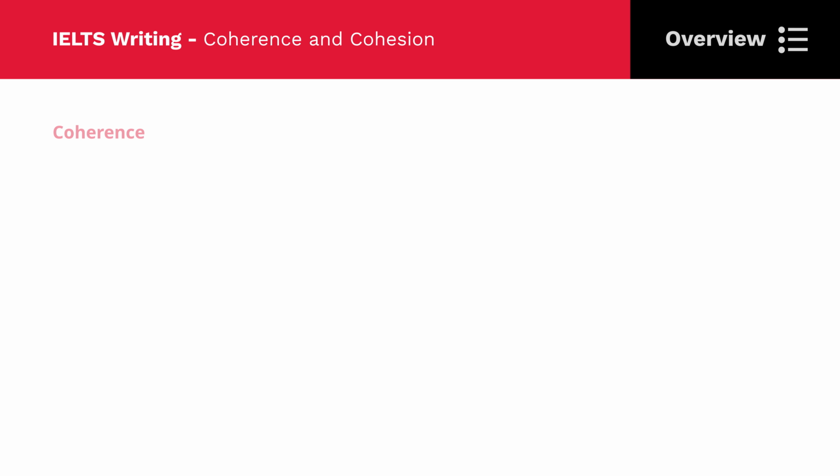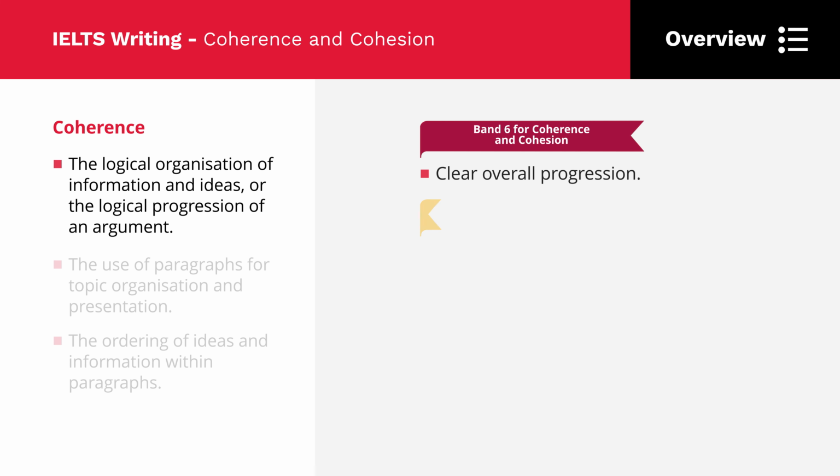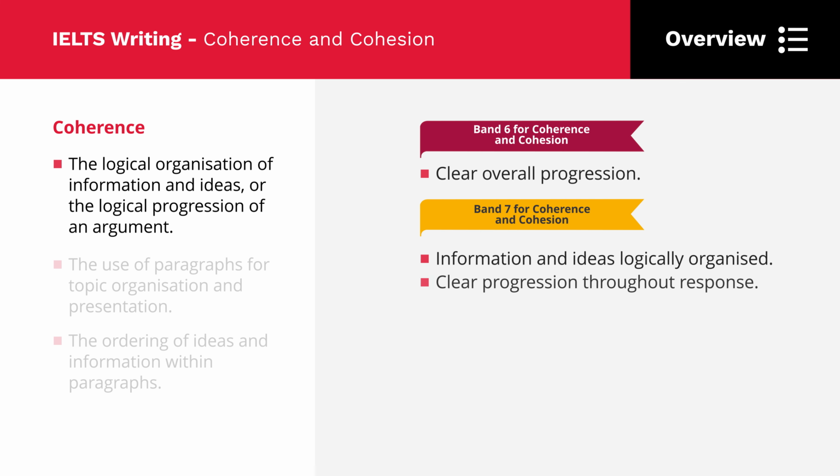There are a number of things that can affect coherence in a response. One is the logical organisation of information and ideas, or the logical progression of an argument. Are the ideas and information arranged in a clear and logical way in the response? To score a Band 6, there is a clear overall progression. For Band 7, information and ideas are logically organised, and there is a clear progression throughout the response.